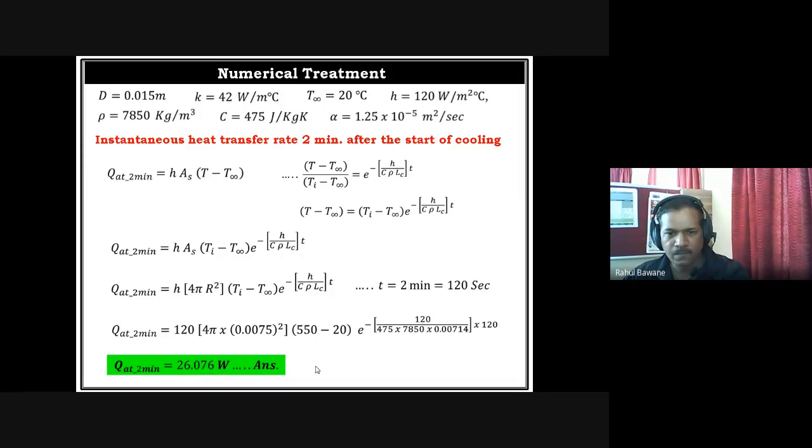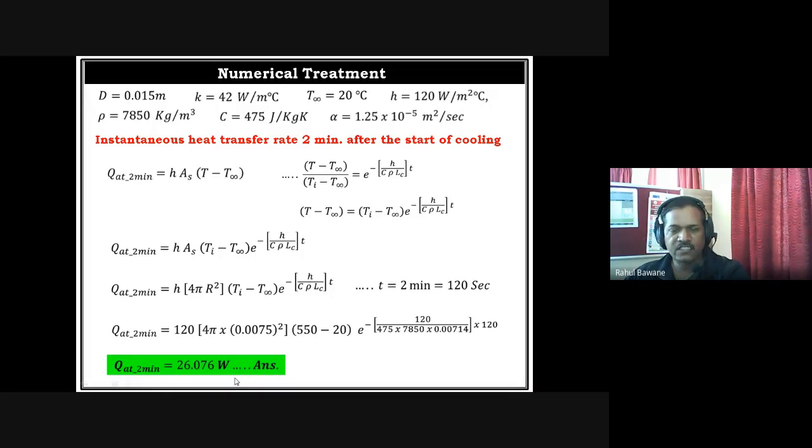26.076 watt, joule per second. Watt is nothing but joule per second. If I wait for 3 minutes, then no doubt the temperature of the sphere will be lower, so the heat transfer rate will be reduced. If I wait for 5 minutes, the heat transfer rate will be reduced further. So this is the instantaneous rate of heat transfer.